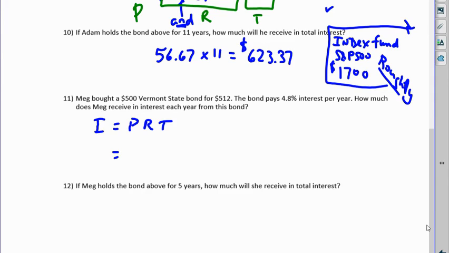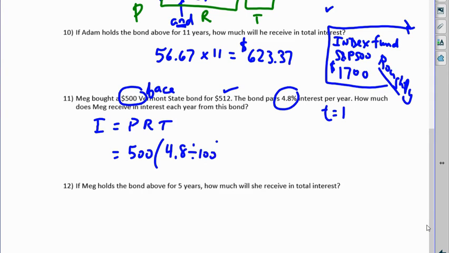Okay, so Meg's buying a $500 Vermont State Street bond. She bought it at 512, but that doesn't really matter. What's important to Vermont is that they will pay on the face. And they will pay 4.8%, and they're going to do it for time equal to 1 year. So $500 times 4.8 divided by 100 times 1. I mean, I'll write it, but that's not going to do anything. And that means that she will make $24. A lot better than a savings account.